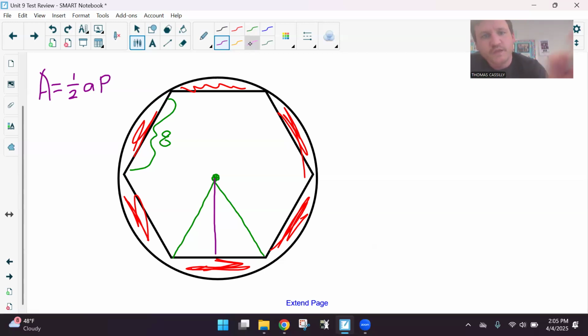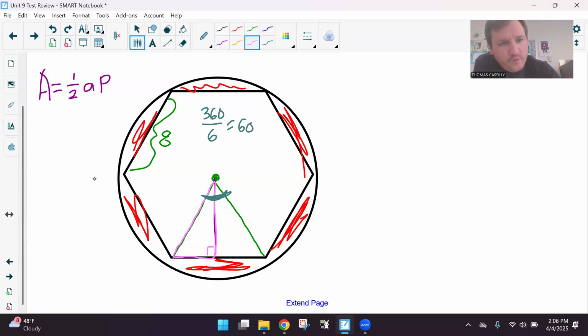Now, if I look at just this triangle here, I actually know what kind of triangle that is. I can figure out this entire angle right here. That is a central angle. So that central angle is 360 divided by 6. There are 6 sides to this shape, so 360 divided by 6 gives us a 60-degree angle. So that entire angle is 60 degrees.